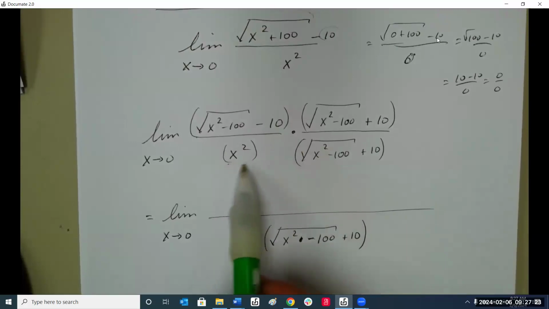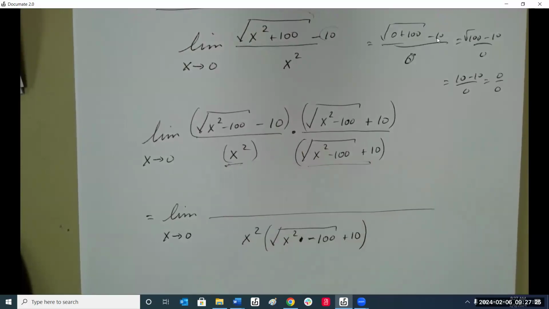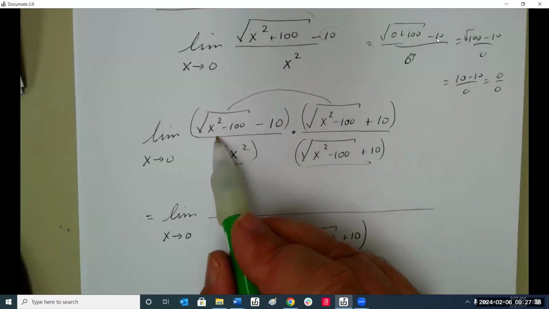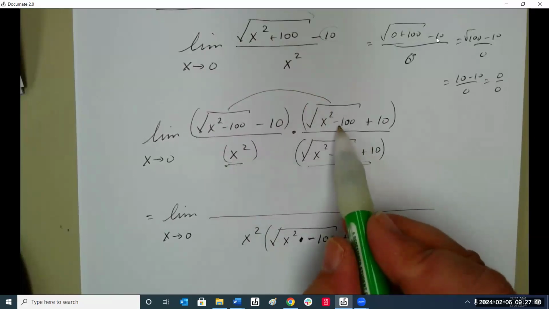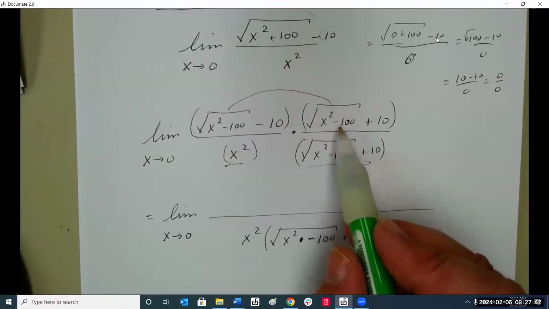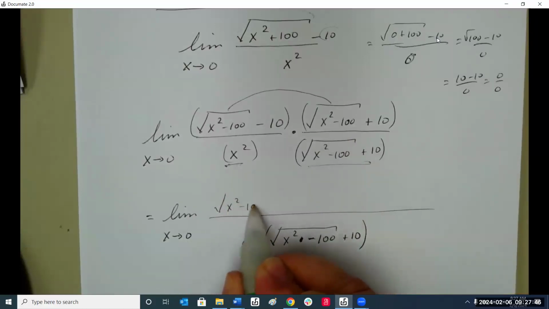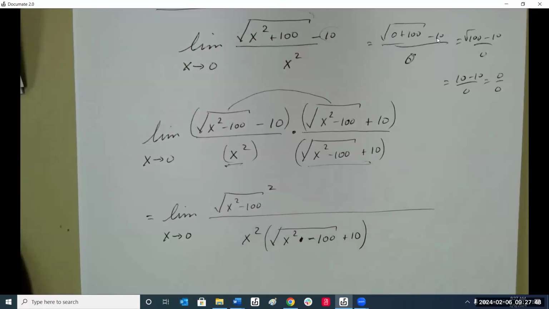Now, the bottom is just this times this. On the denominator, whenever you do something like this, never touch the bottom because that's the simplest form you can get. So on the top, we FOIL. Radical x squared minus 100 times radical x squared minus 100 is what? It's the radical x squared minus 100, squared.